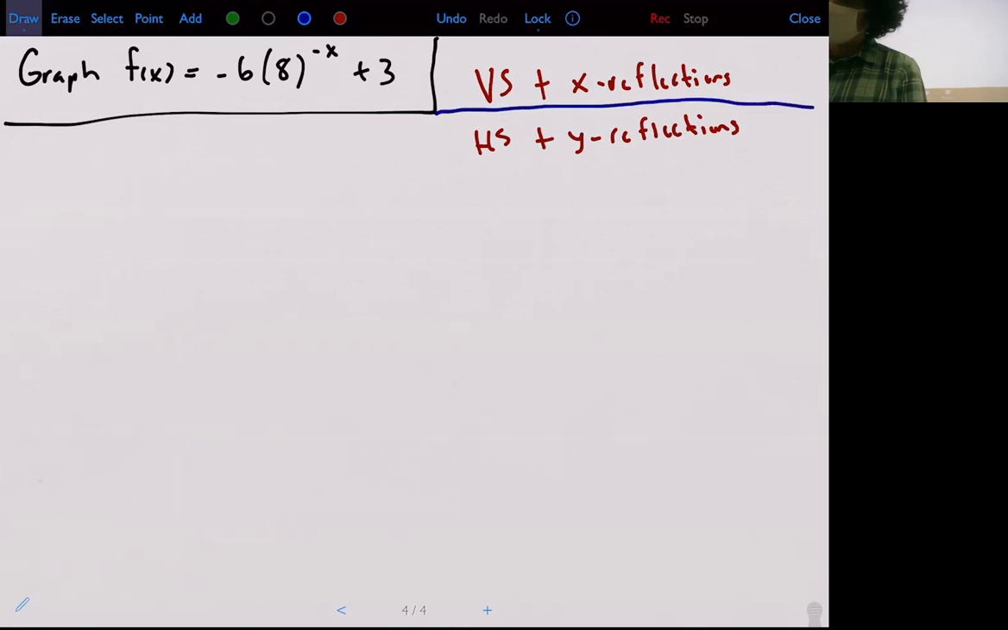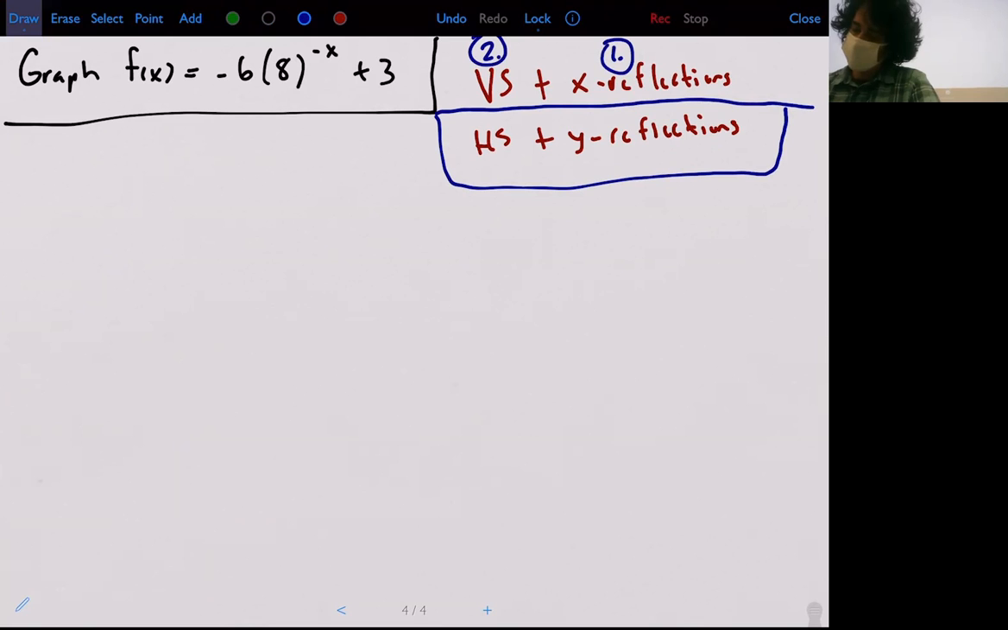And generally, again, whenever you're working with these types of transformations, you want to apply your x reflection first and then apply your vertical shift. And again, generally, but not all the time, you want to apply your horizontal shift and then your y reflection. So again, there's no ironclad rule on how to apply transformations. You just have to be careful about what you're doing with the function itself. And so this just really takes practice.